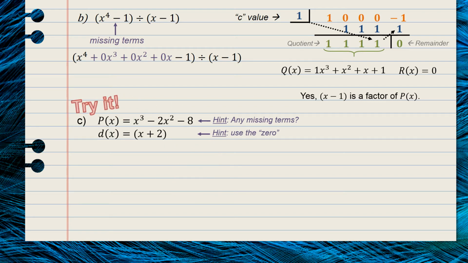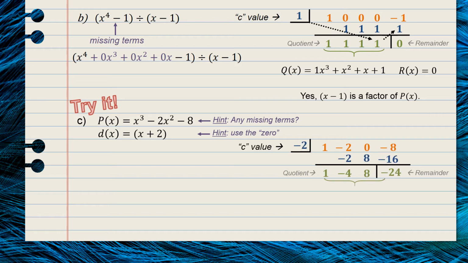This problem? This is your try it. Let's see how you did. Hopefully you found the quotient to give you x squared minus 4x plus 8, and the remainder, r of x, to equal negative 24. Since the remainder was not 0, that means x plus 2 is not a factor.